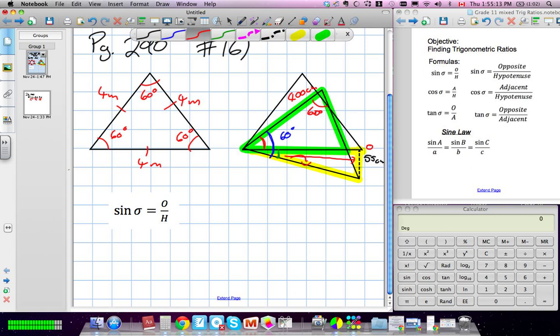Now, our opposite side is 55. Our hypotenuse is 400. We're looking for sine. We're going to call the green angle angle G. You guys okay with that? Because it's green.